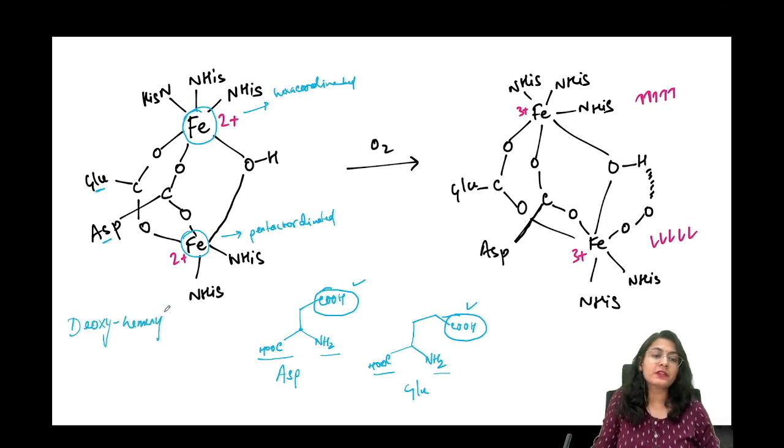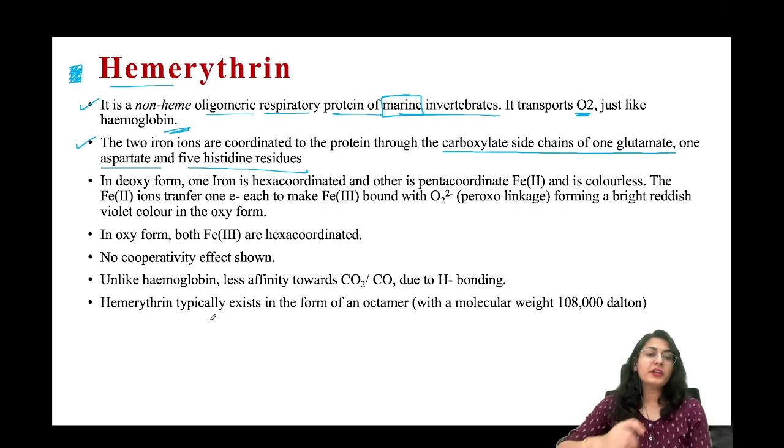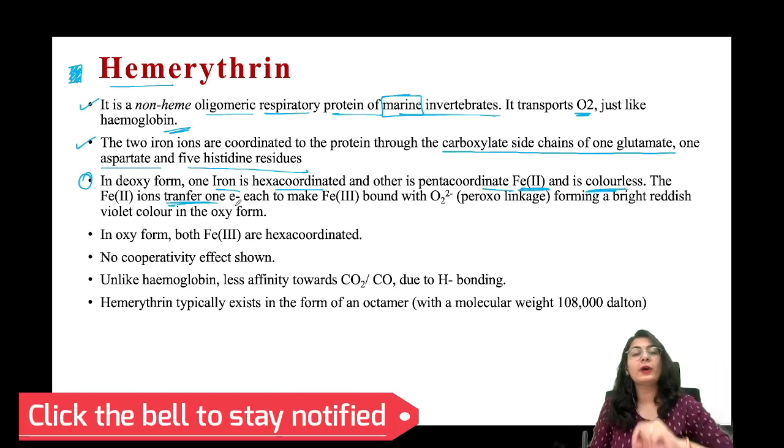Deoxyhemerythrin. All right, this is it. Now let's see more important points. In the deoxy form, one iron is hexa coordinated and the other is penta coordinated. Both of these are still iron 2+ only, and it is still a colorless molecule. The iron 2+ ion transfers one electron each to make Fe3+ bind with oxygen.